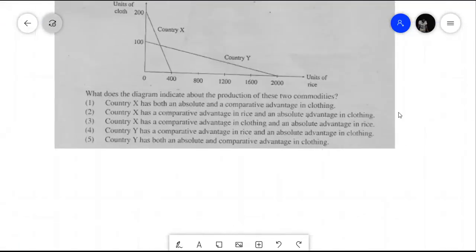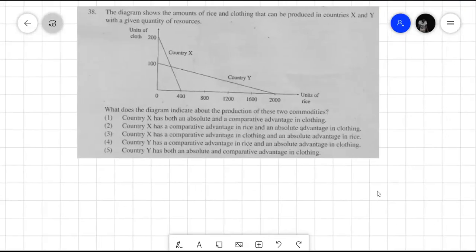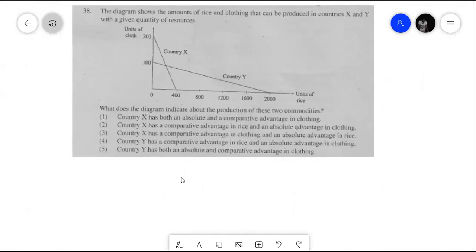Okay, so if you look at this question, they've given you output data and some other information, and they're asking you to find out who has the comparative advantage and who has the absolute advantage. How are we going to find these things? First of all, do you want me to convert this into a table, if you're more familiar with that?